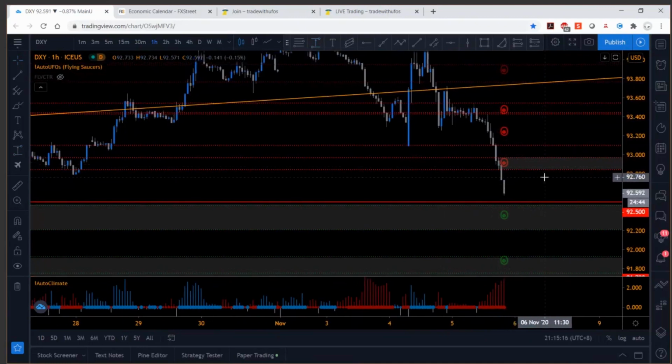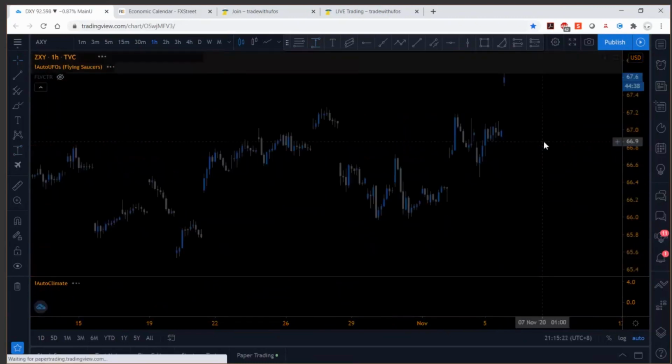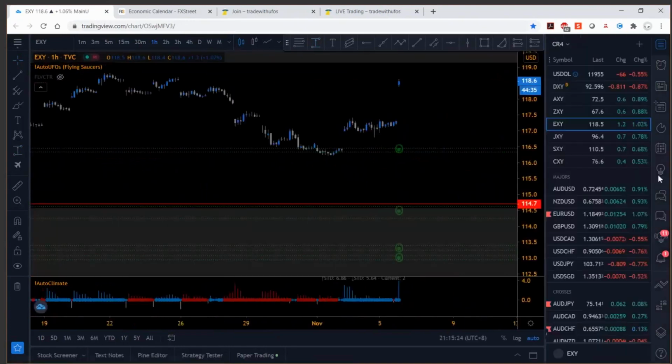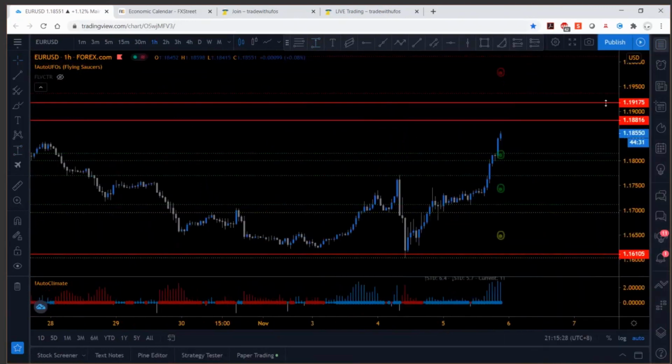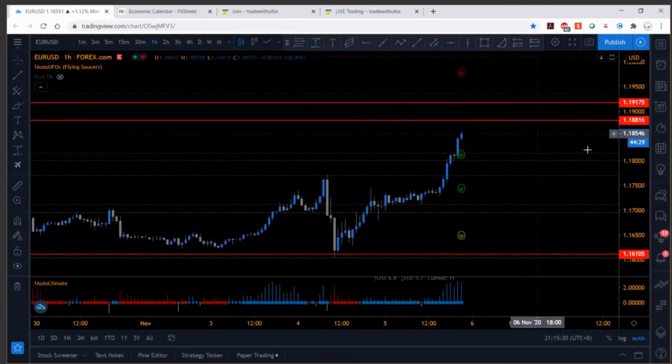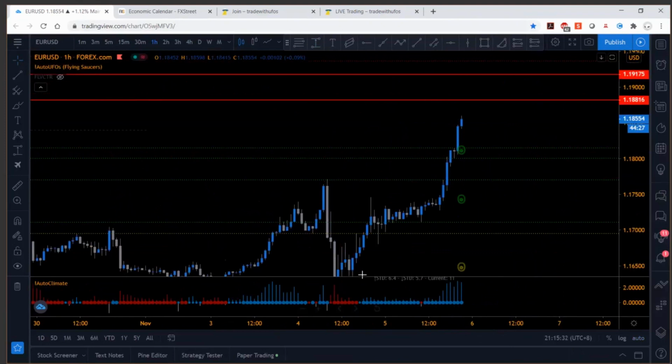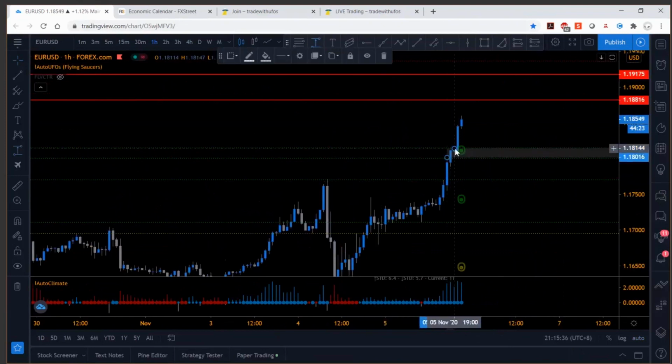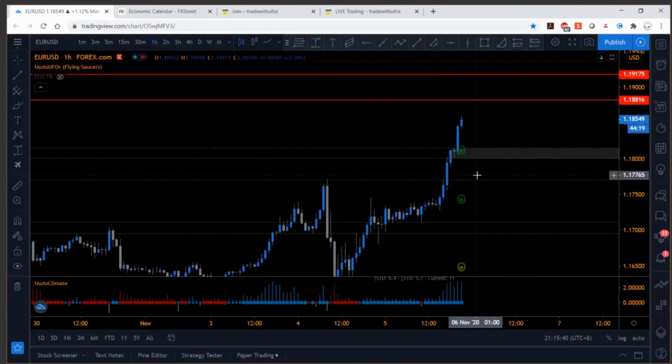Otherwise, if you're not into trading the dollar, then there is also the euro. So if we look at the euro, let me get there a little quicker. Okay. So here we are on the euro. So inversely, we do see some strength. So if we did want to go along with the euro, this would be a good place to go long on some sort of retracement.